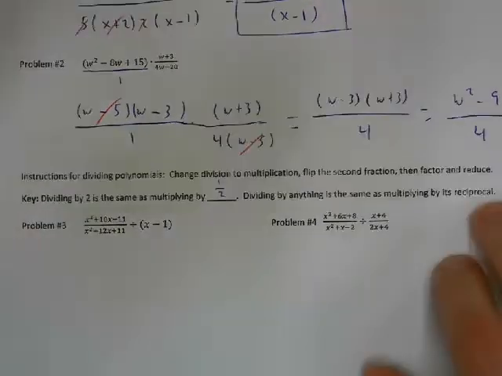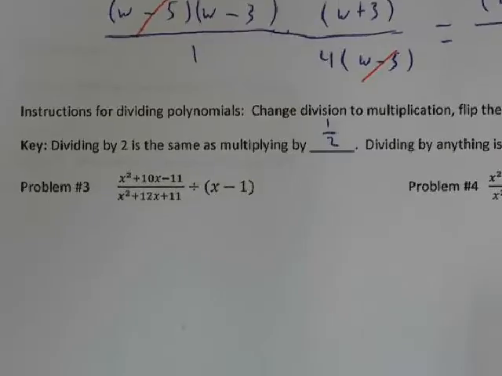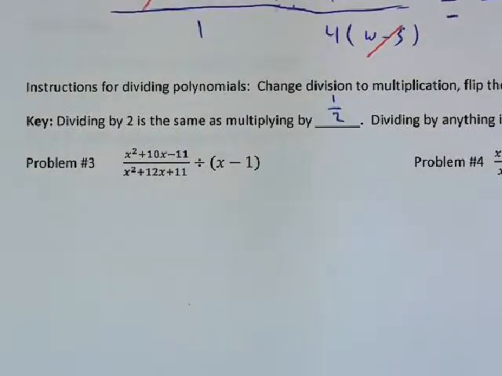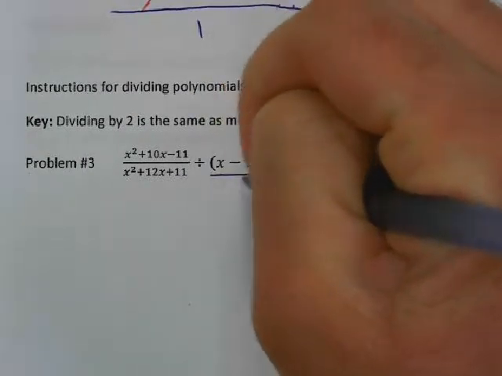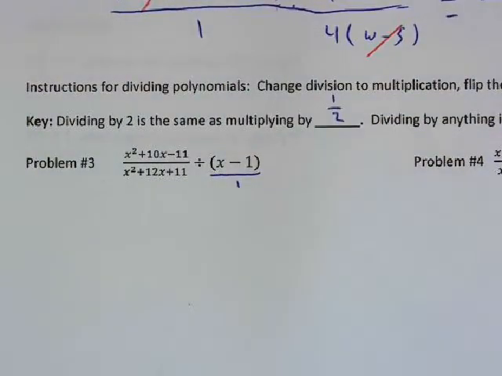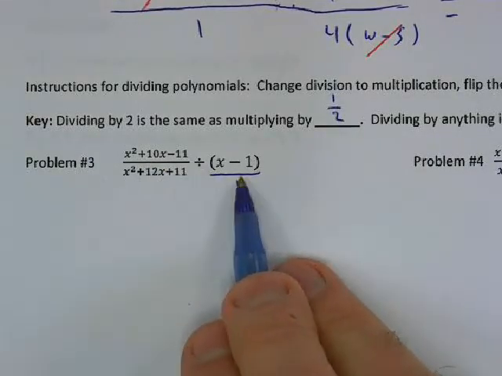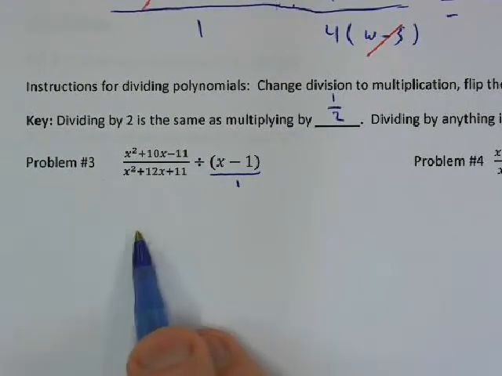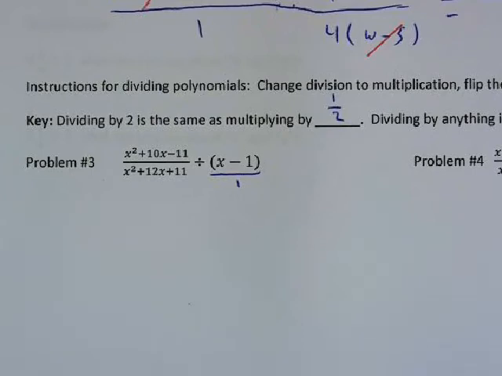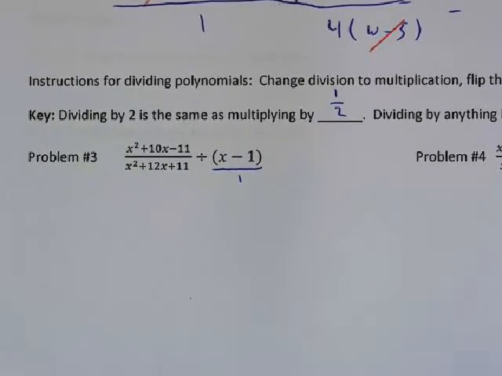So when we get a division problem, let's zoom in a bit so we can see it better, like problem number 3 here, I want to take my second fraction, which is x minus 1 over 1, and then flip it, and then it's just factoring and reducing. So instead of this thing divided by that, it's this thing times 1 over x minus 1. Now, to save yourself a little bit of writing, I don't want to rewrite x squared plus 10x minus 11 over x squared plus 12x plus 11. I'd rather write those in factored form. So let's factor these as we're changing our problem to a multiplication problem.